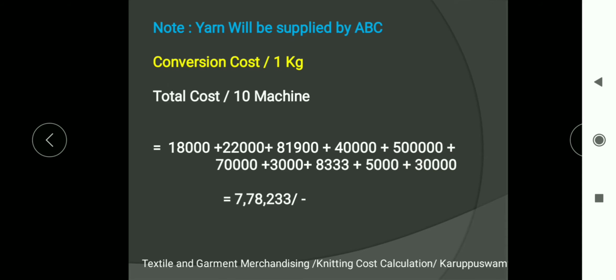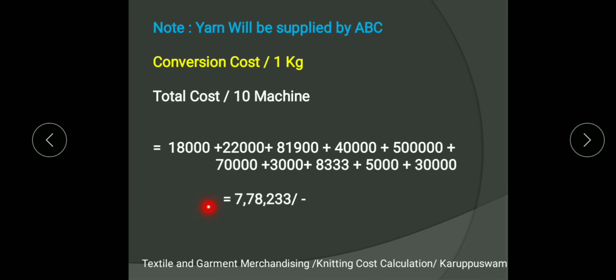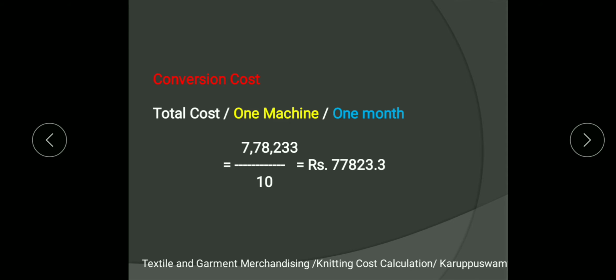So when you add all these expenses, it will be around 7,78,000 rupees. So to run your business effectively for 1 month, you have to spend an amount of 7,78,000 rupees. So this amount is the expense incurred to run 10 machines. Now you just convert this expense to one machine, that is total cost for one machine for 1 month. So this is the total amount which is spent by you to run 10 machines.